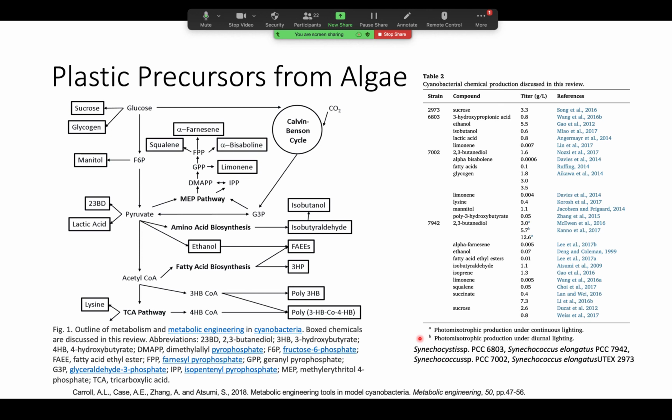And here's a nice table which you have to look into later. This is probably too much data to put on a presentation, but I did like this. This shows like the pathway of where a lot of this algae will make these particular precursors, right?